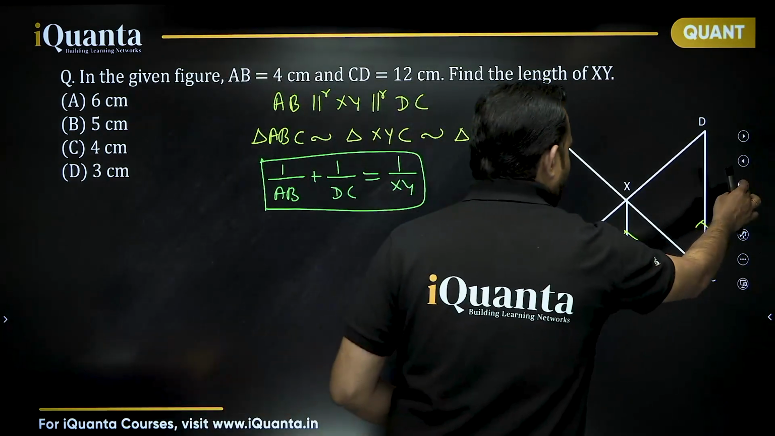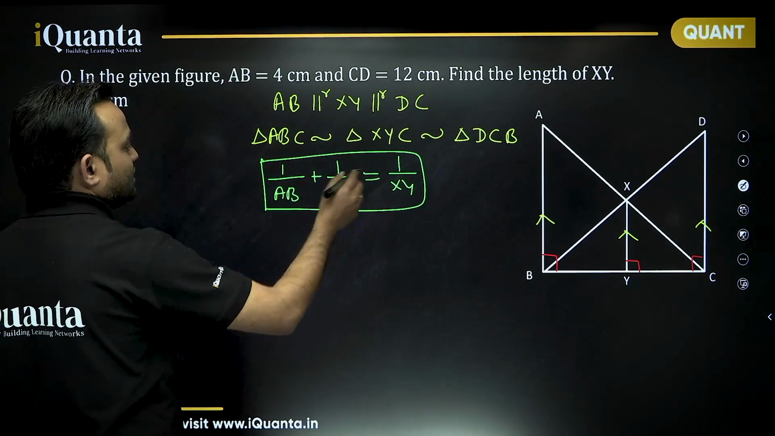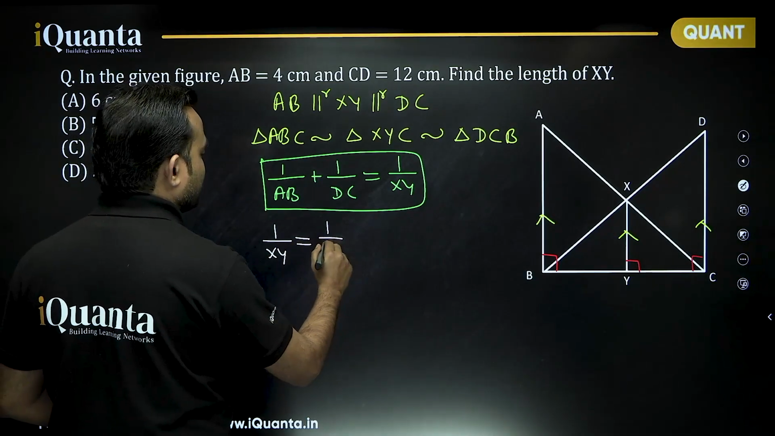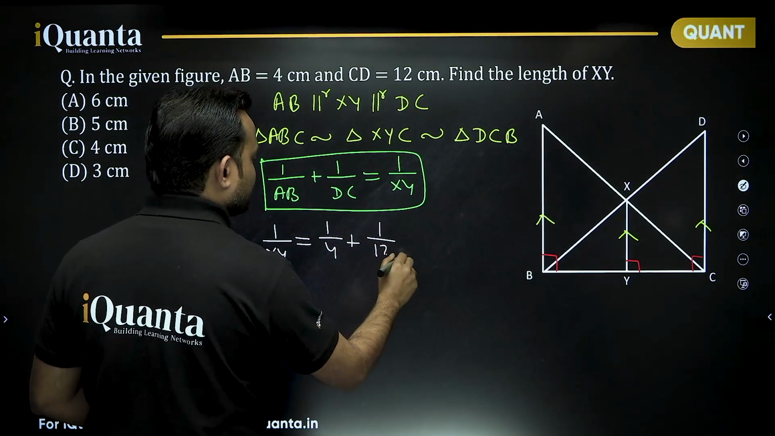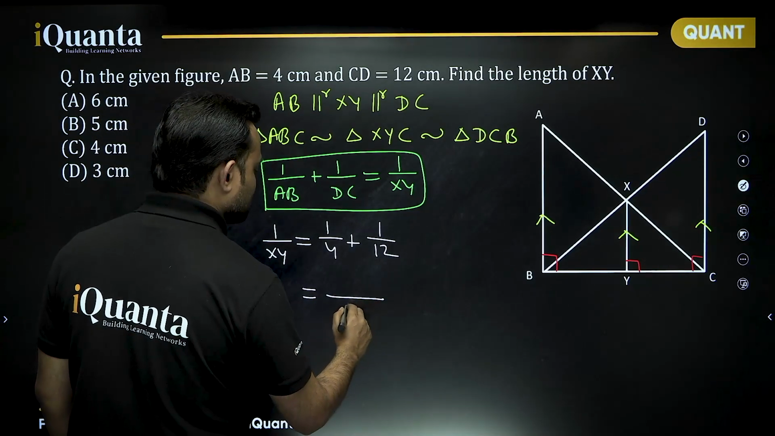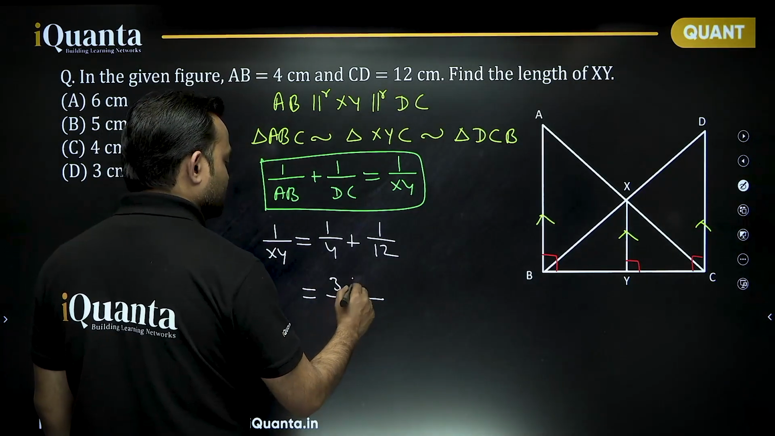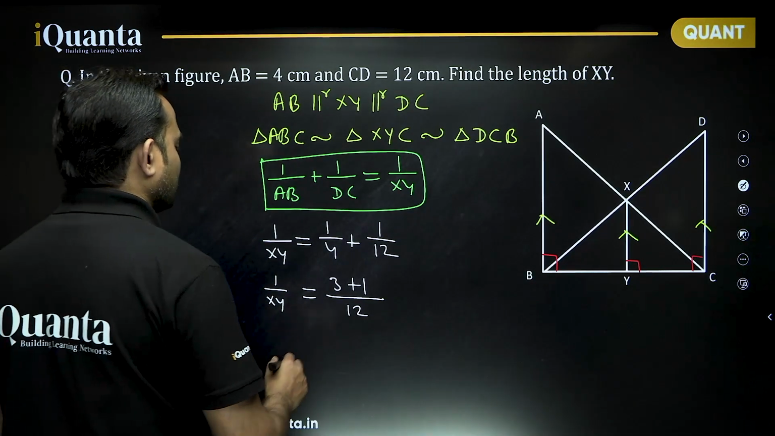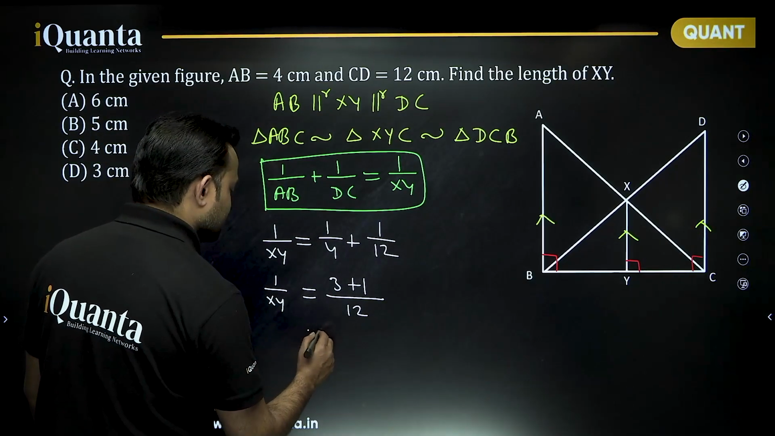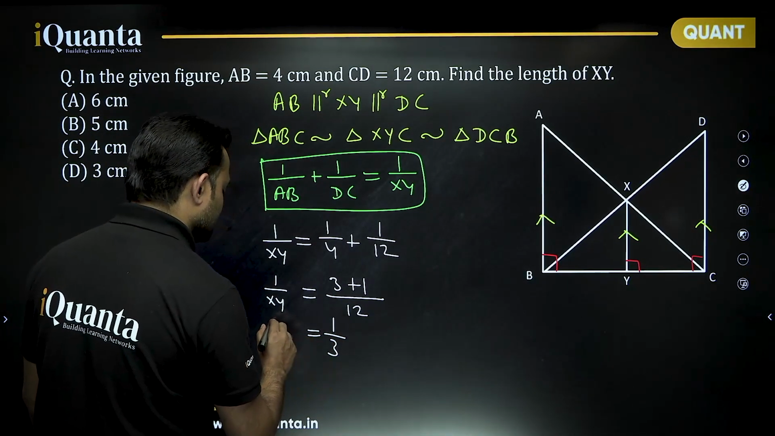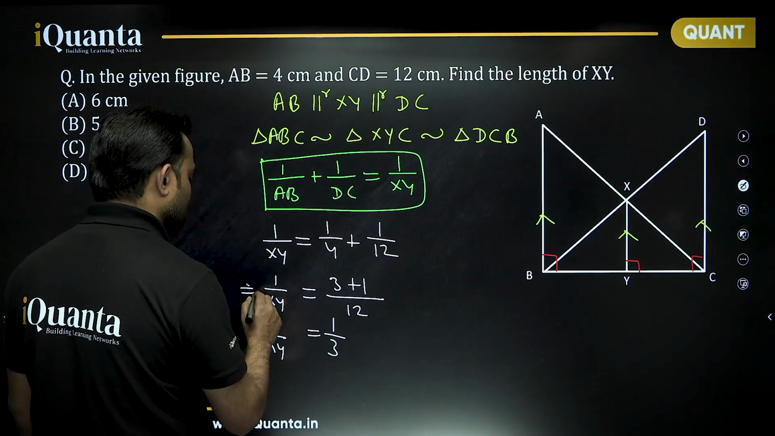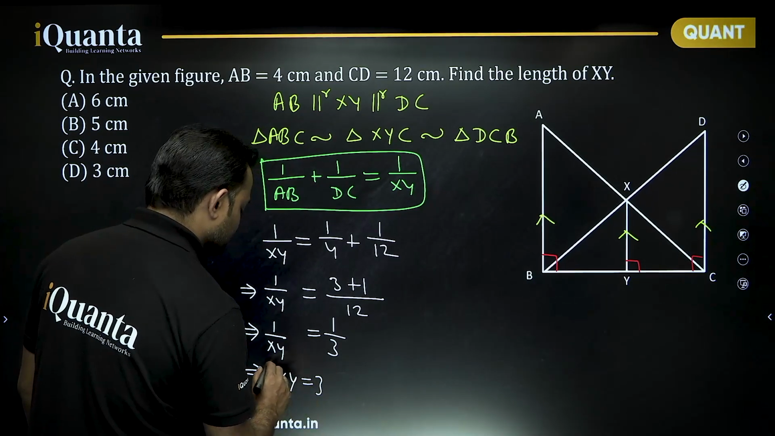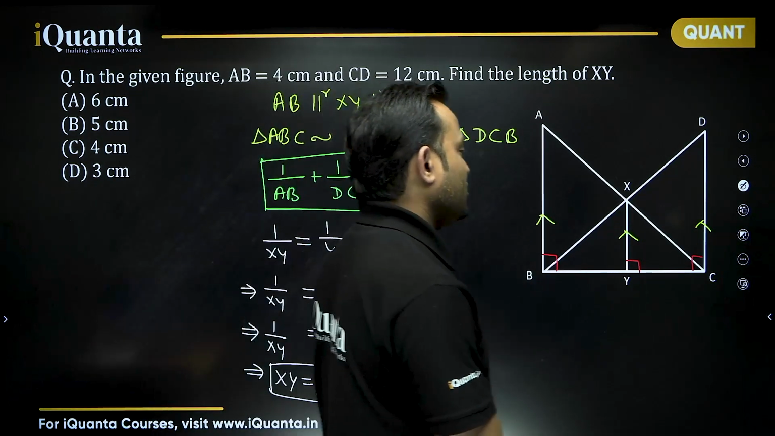Now if I use the values here, what will happen? 1 by XY is equal to 1 by AB, which is 1 by 4, plus 1 by CD, which is 1 by 12. Taking 12 as LCM, 3 plus 1, so 1 by XY is equal to 4 by 12, which is equal to 1 upon 3. So XY is equal to 3. So that is your answer.